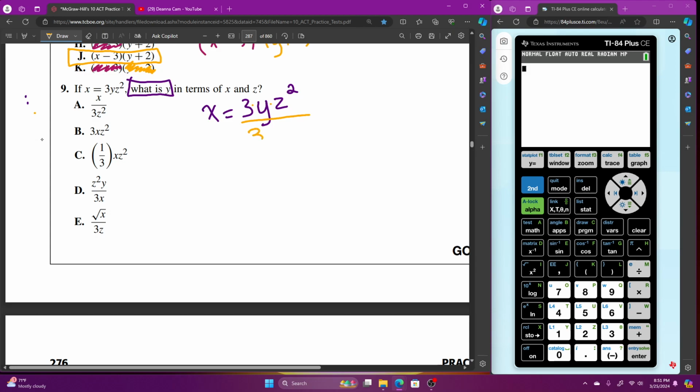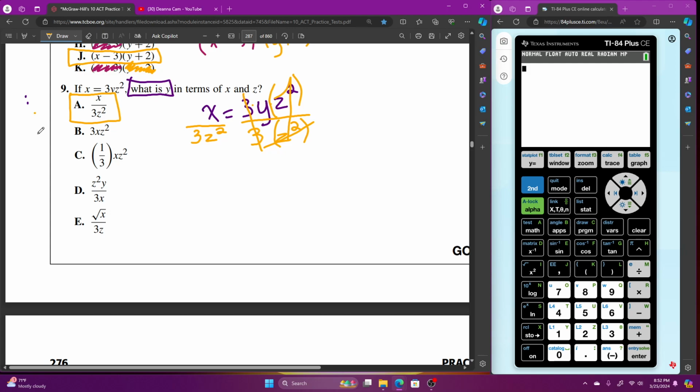So I'm going to divide by 3z squared on this side. Whatever I do to this side of the equation, I have to do over here. My properties of equality, 3z squared, and then this 3 cancels to 1. This z squared over z squared cancels to a great big 1, and we're left with y equals x over 3z squared. X over 3z squared. Our correct answer is answer choice A.